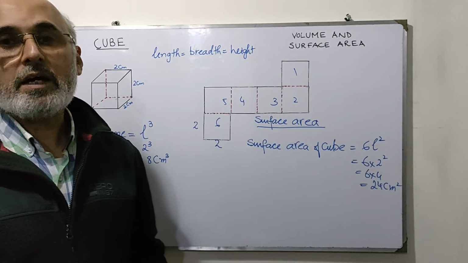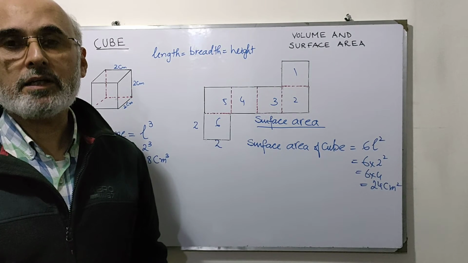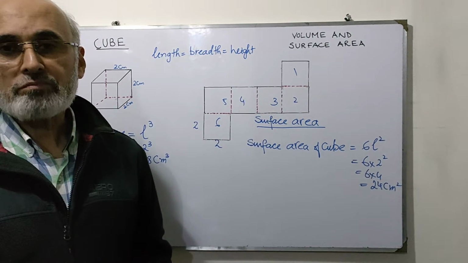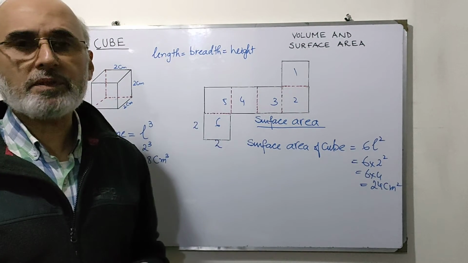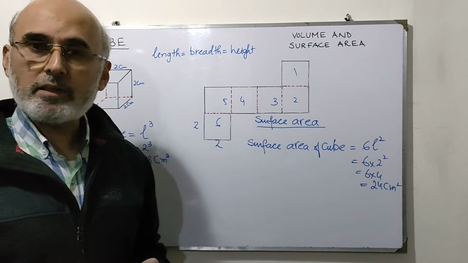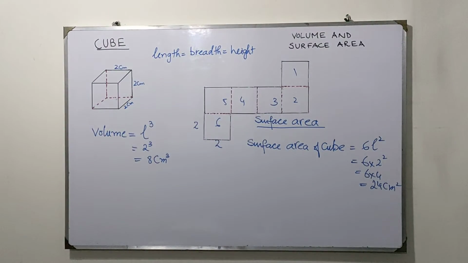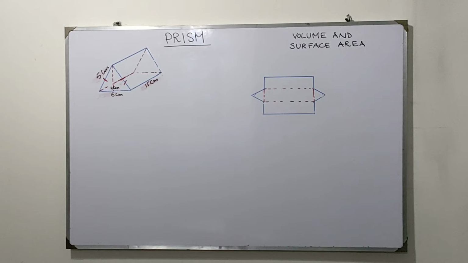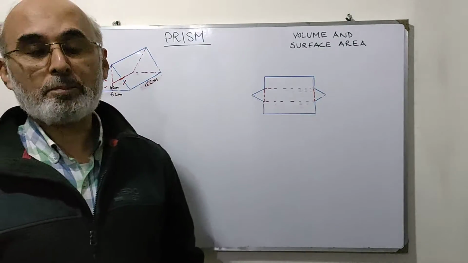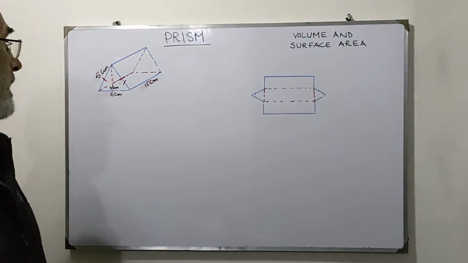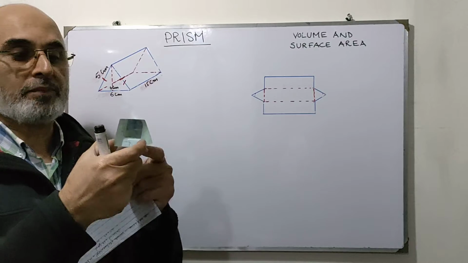So now it's time to move towards a prism. I'm going to take a prism which is triangular in shape, obviously, the simple prism. So let's discuss that. Now we are going to discuss a prism. As I have drawn a prism over here, and I have a prism here.